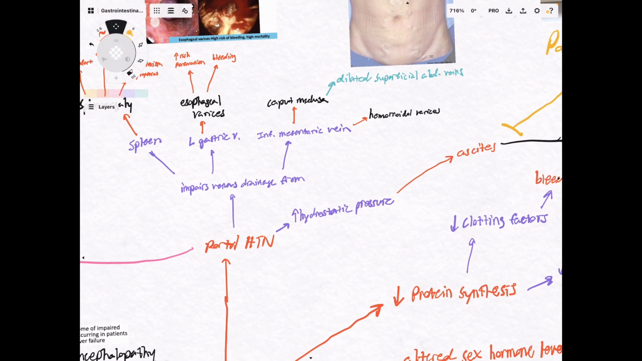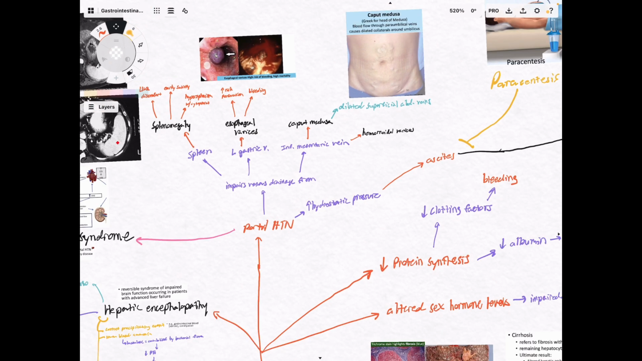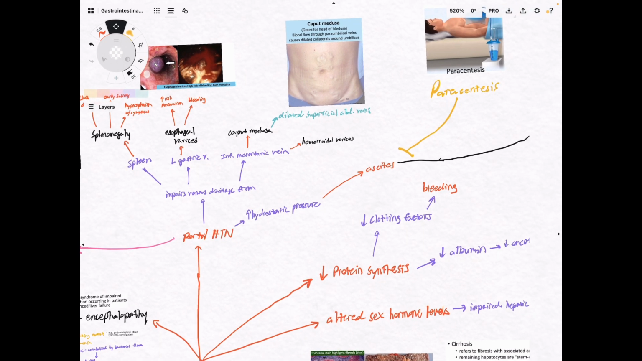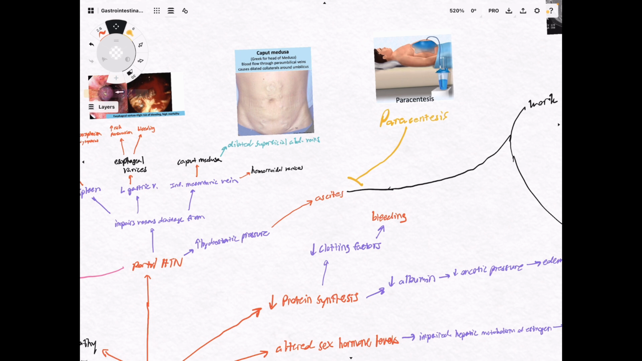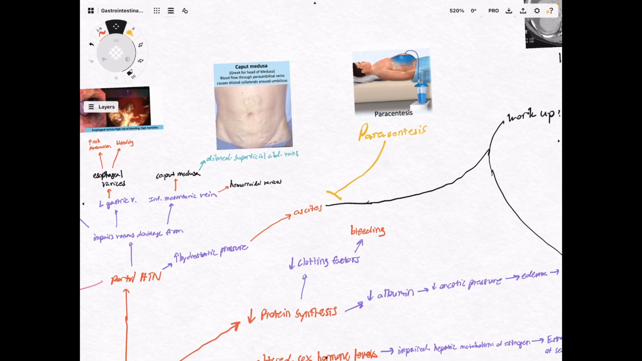All right, so another thing that you can have besides blood backing up with portal hypertension is obviously more hydrostatic pressure. And again, that hydrostatic pressure causes fluid to get pushed outside the vessels, and that will cause ascites, which is just fluid outside of where it should be in the peritoneum, and that leads to bloating, and to treat that, it's paracentesis. We'll talk a bit more about how ascites is caused through cirrhosis here in a minute.